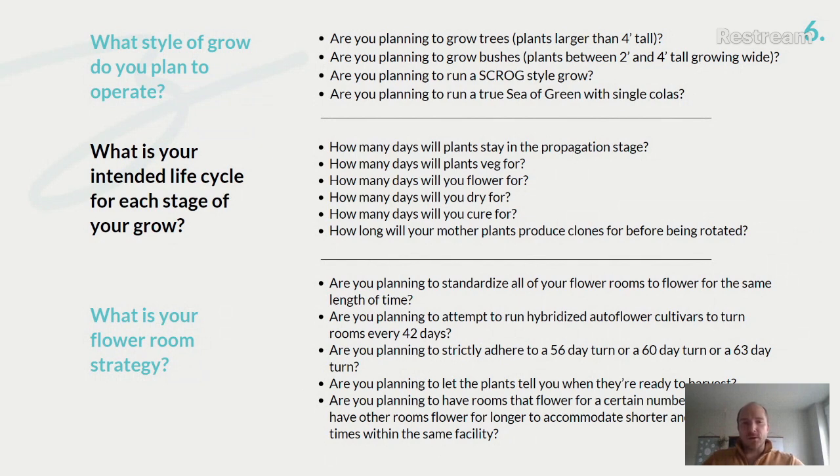Are you planning to standardize all of your flower rooms to flower for the same length of time? You don't have to. There isn't a right or wrong answer here, though I would push you to the standard. If you say, no, we're not going to be standard, we're going to have certain rooms that flower for this length of time, we're going to have other rooms that flower for this length of time.